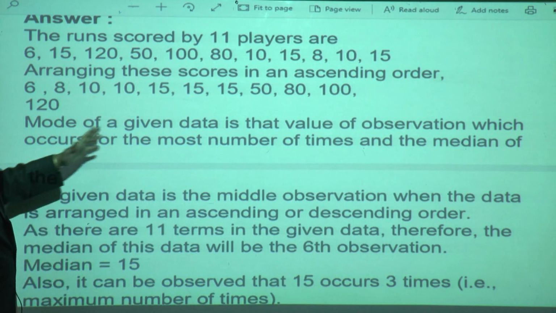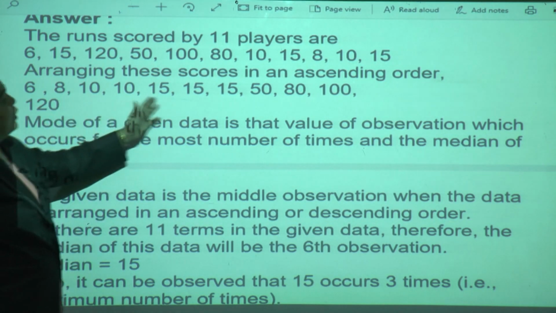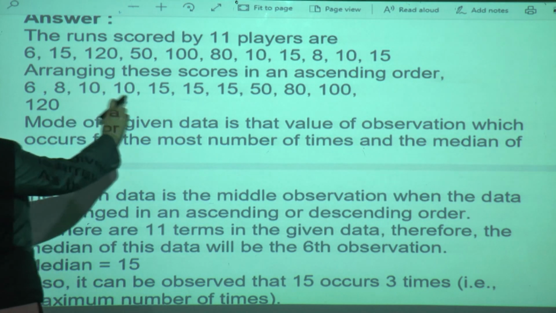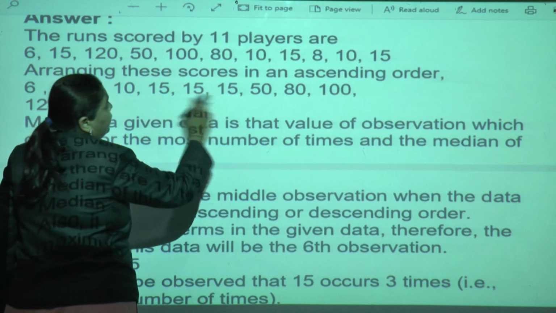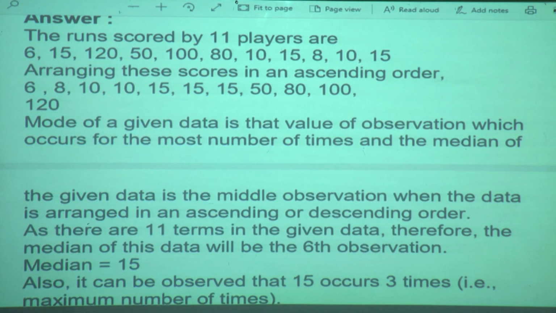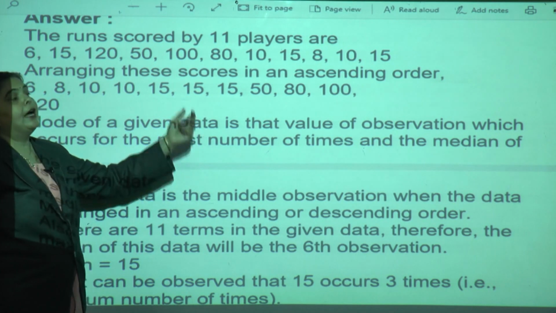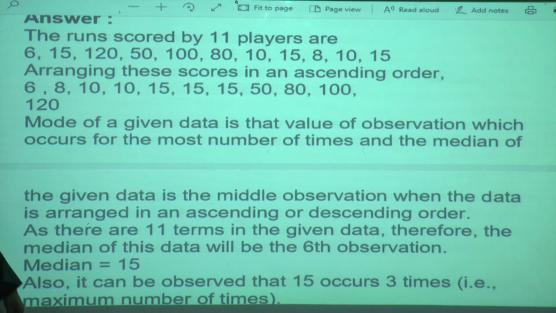Here I have already explained most number of times. Which number is repeated the most number of times? Here we have 10 repeated 2 times, but 15 is repeated 3 times. Any other number is not repeated. So what is the mode? The mode is nothing but 15, since 15 is repeated 3 times. So the mode is 15.